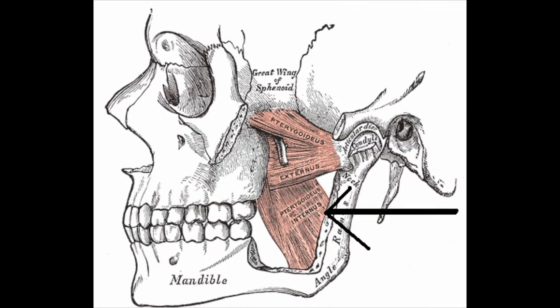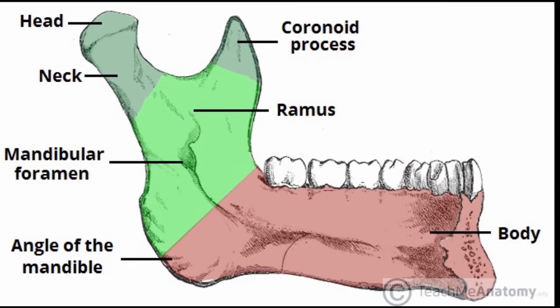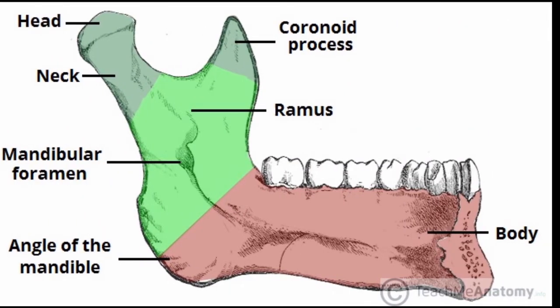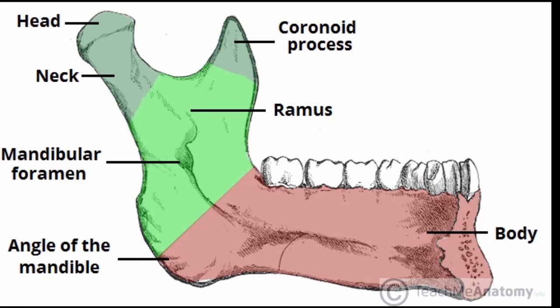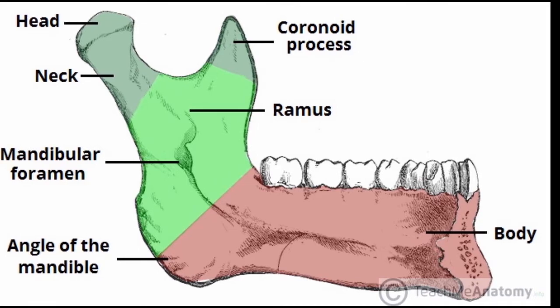So the next muscle is the medial pterygoid muscle, also known as pterygoideus internus. It originates from the maxillary tuberosity and inserts on the medial aspect of the angle of the mandible, and this also assists in closing the mouth and elevating the mandible in mastication.